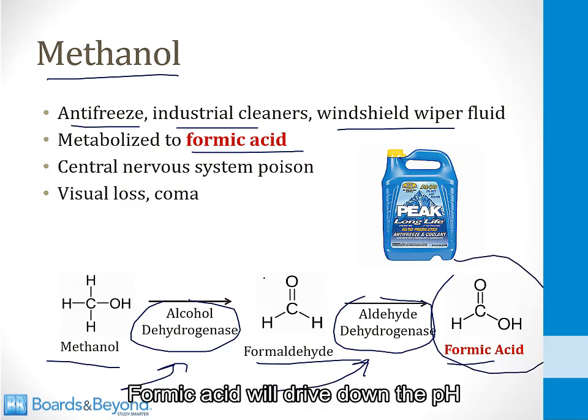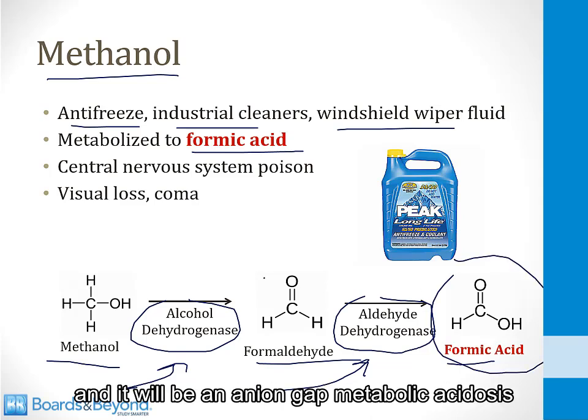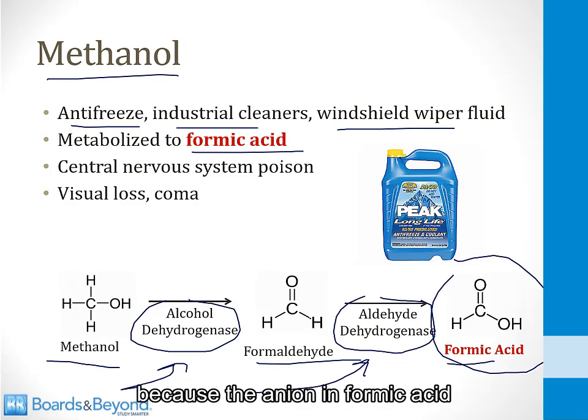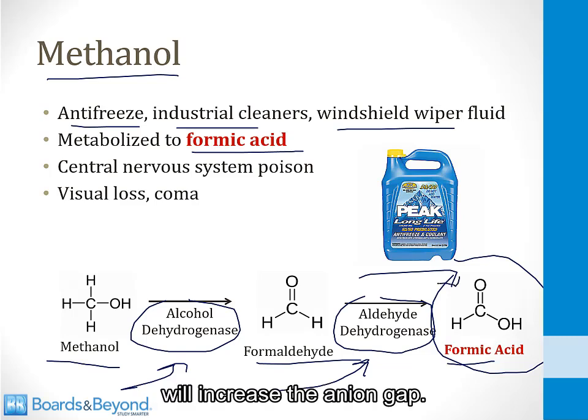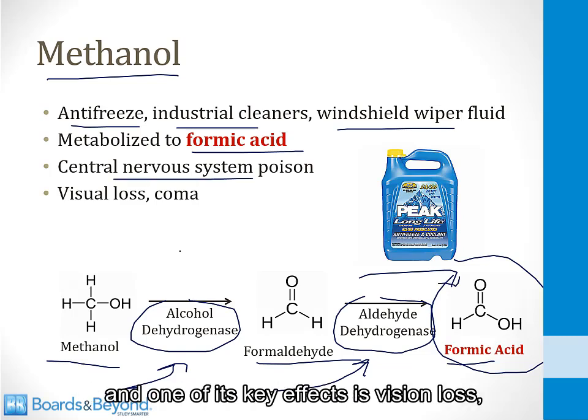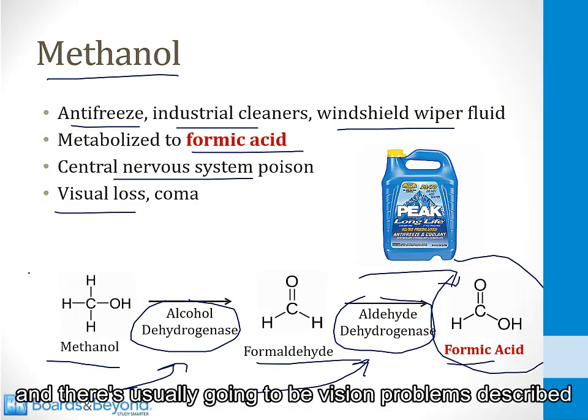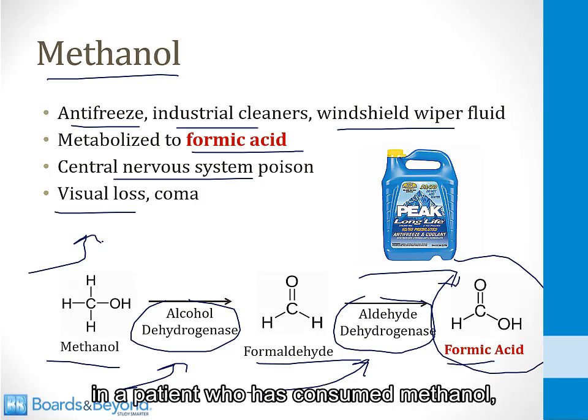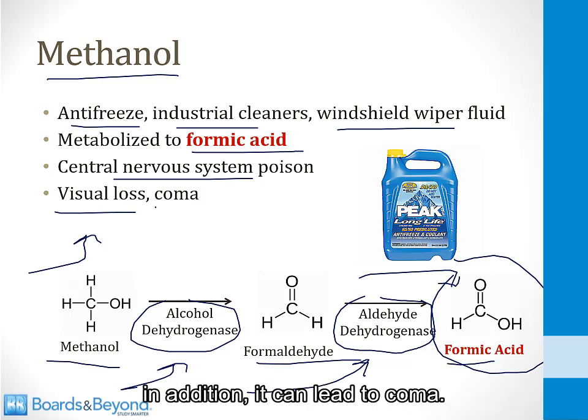Formic acid will drive down the pH, and it will be an anion gap metabolic acidosis because the anion in formic acid will increase the anion gap. Methanol is a central nervous system poison, and one of its key effects is vision loss, and there's usually going to be vision problems described in a patient who has consumed methanol. In addition, it can lead to coma.